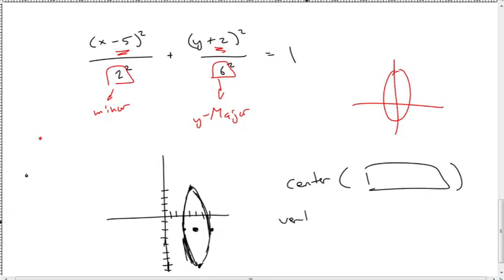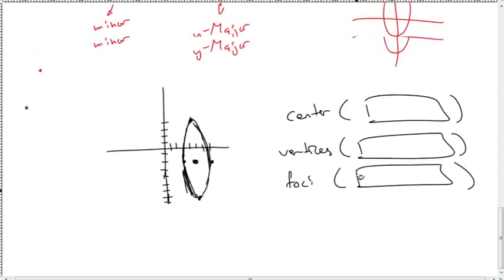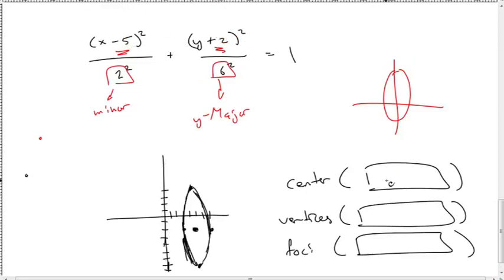They have my vertices. And then they have the foci. Okay, so my center, as you can see, is going to be 5, -2. And so what I do is 5, -2, 5, -2, all the way down. And then I need to start finding my major minor stuff. Well, major of 6, and so I'm going to say plus or minus 6 right here. Again, that's going to just be the major, plus or minus your major.